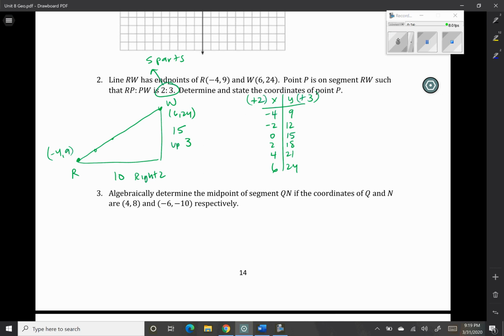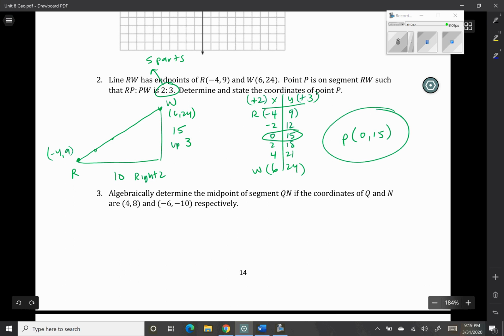So again, I have point R, and I know point W. I want to pick the point on this list that would separate this into 2 parts versus 3 parts. That would be this point 0, 15. That would make this 2 pieces compared to 3 pieces. So the point they're looking for, point P, is 0, 15. That's my answer. Hopefully you got that on your own.